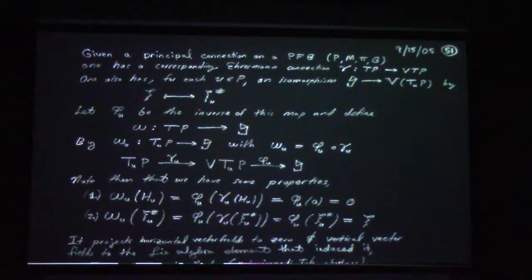So the horizontal piece is like in the kernel of this one form. So we can look at a one form and look at its kernel to pick out the horizontal piece. It's kind of neat.